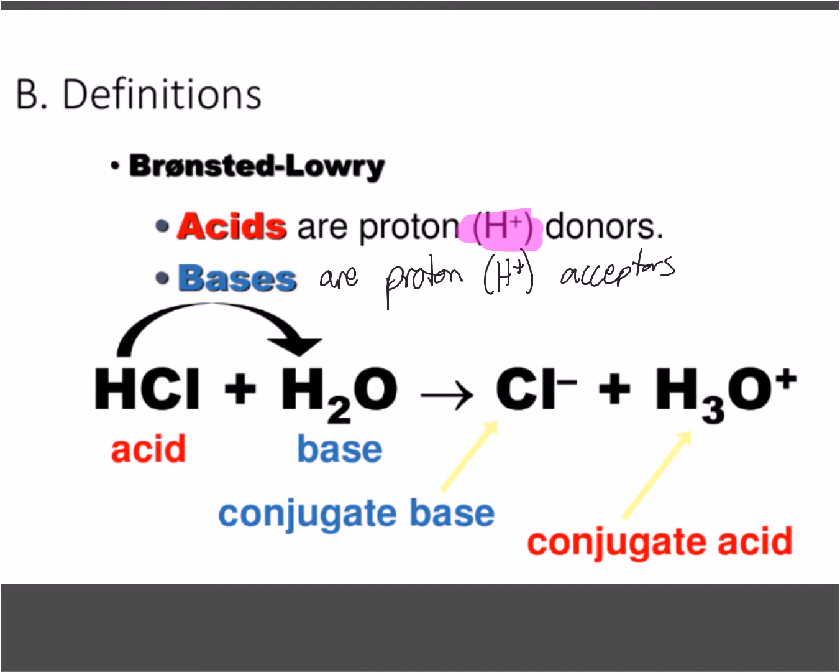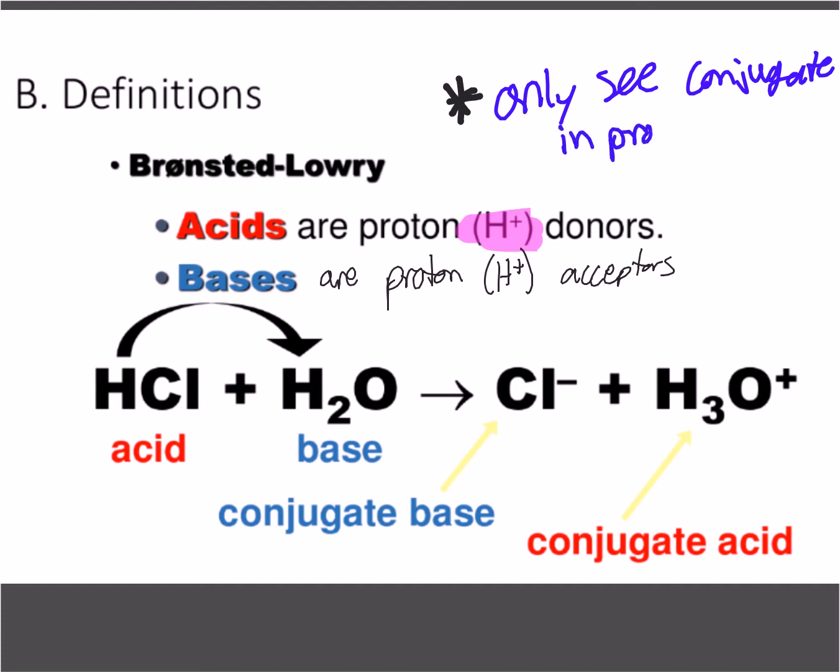So, folks, what we're going to start doing here is looking at these things called conjugate pairs. And conjugate is something you're only going to see on the product side. Jot that down in your notes. You're only going to see the term conjugate in the product side of your reaction.